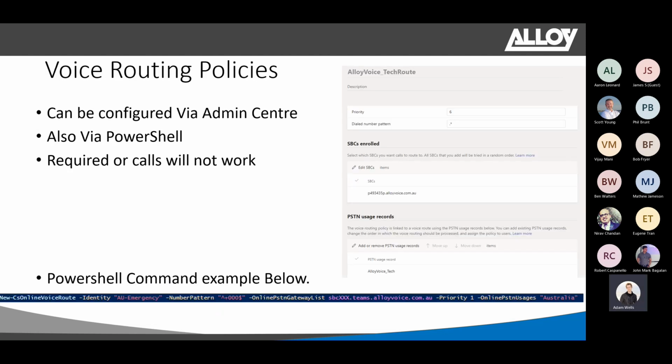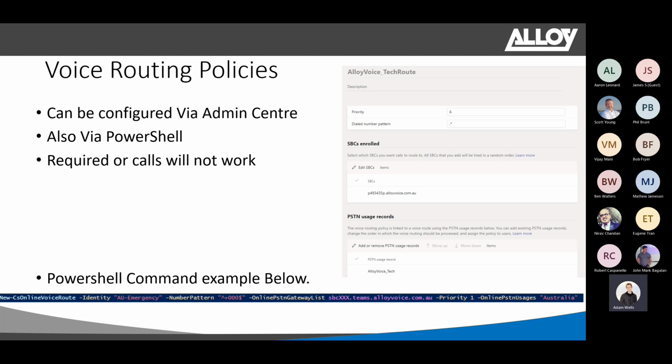So, voice routing policies. These can be done via PowerShell or via the Teams admin center, I've found. I do it via PowerShell personally, but it looks like you can definitely do it recently via the GUI. Down the bottom, I've just got a number pattern match for 000 to go out via a particular session border controller. And on the top there, I've just got a match of any number to go out via a certain AlloyVoice session border controller and to match a PSTN record.